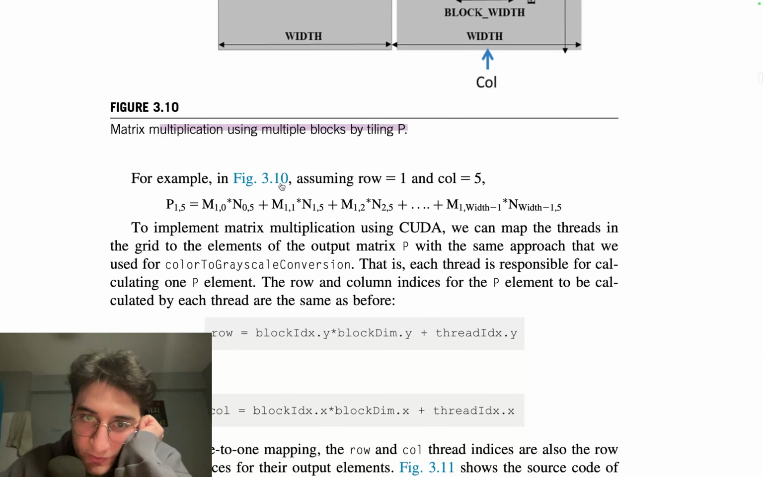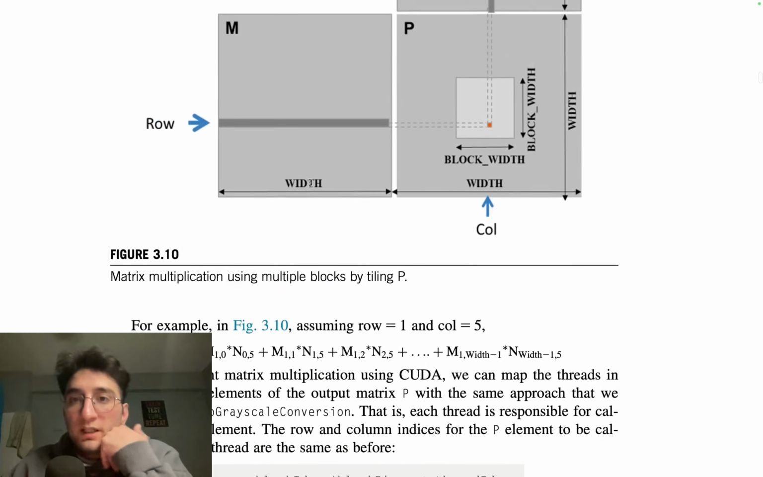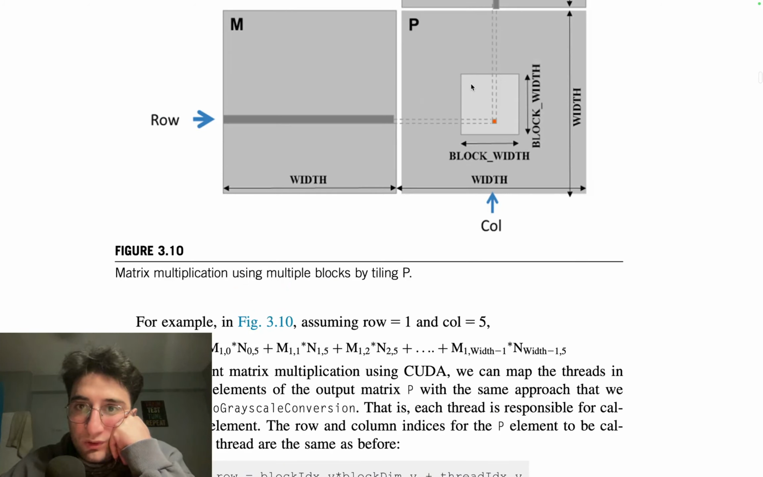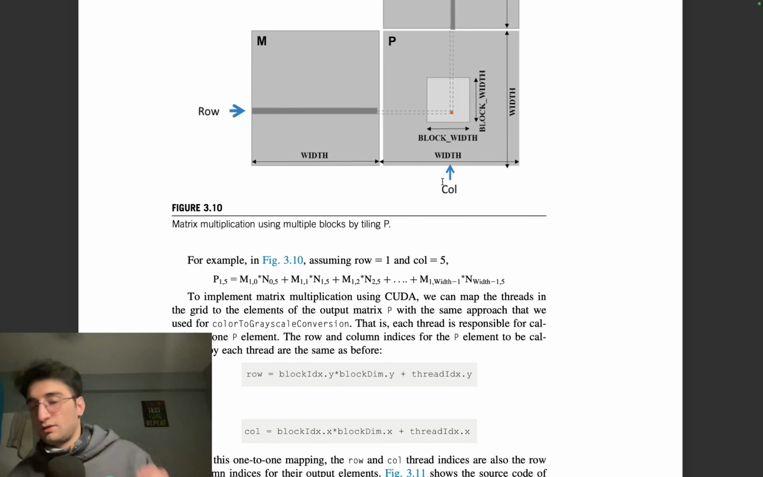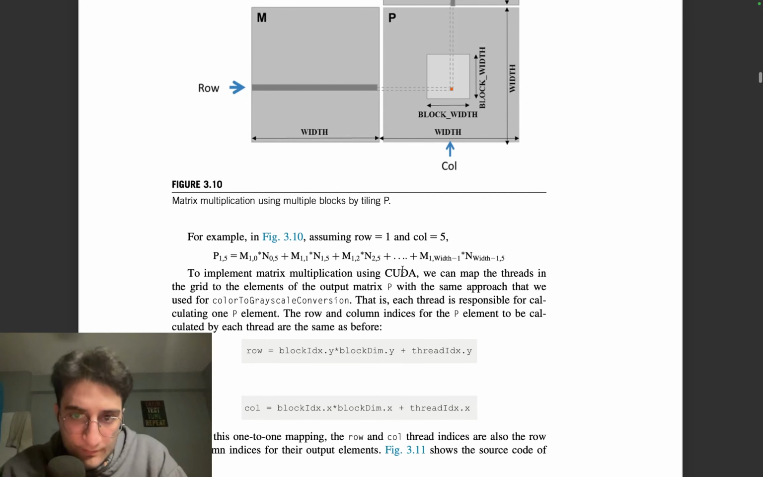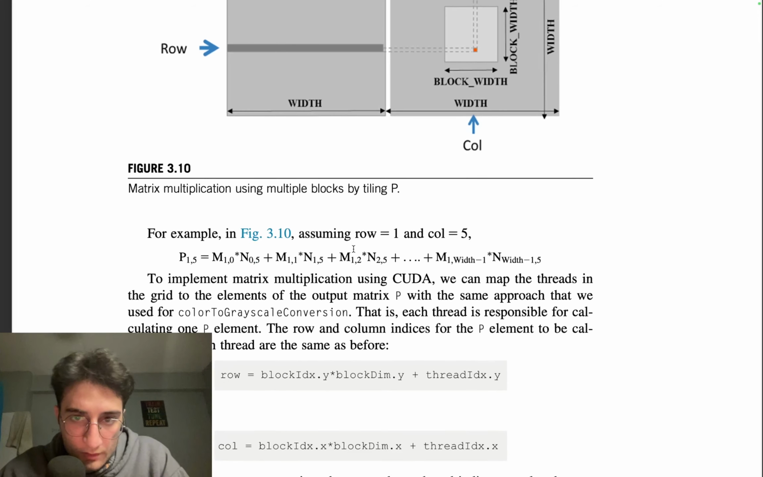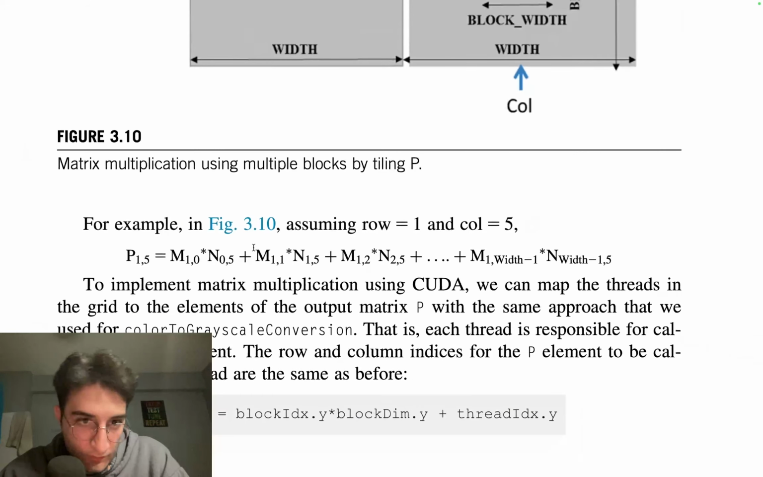For example, in figure 3.10, assuming row 1 and column 5... okay, I don't understand it. I don't understand it right now.